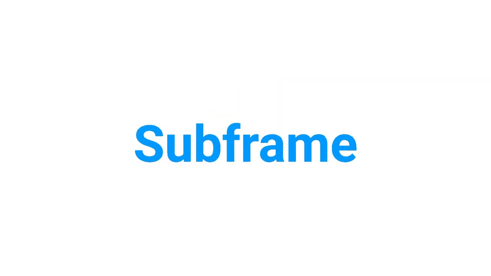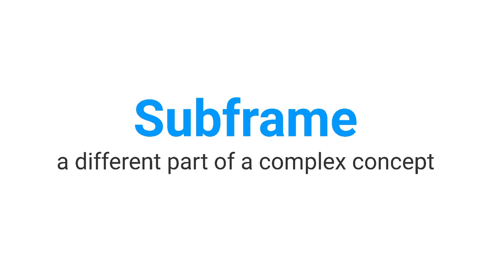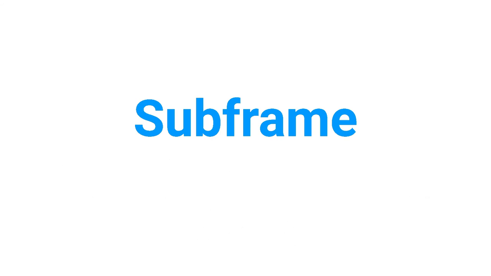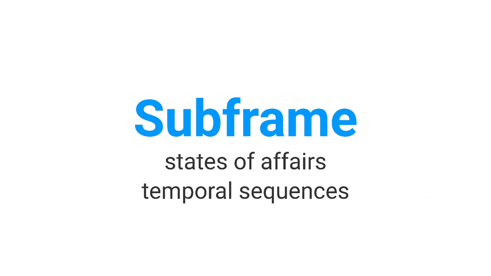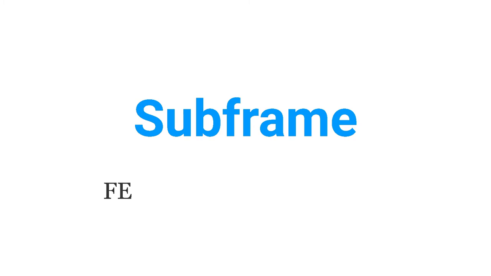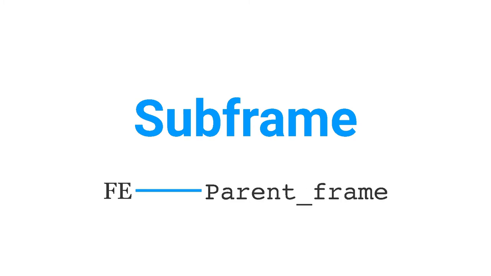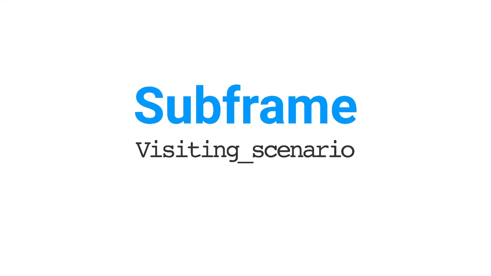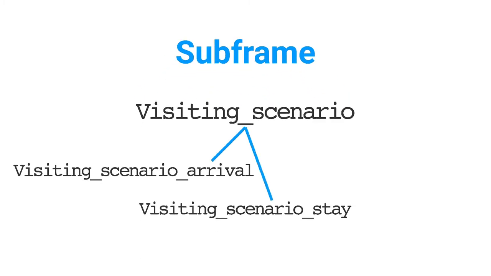A subframe characterizes a different part of a complex concept which has well-defined subparts. It can be described in terms of states of affairs or temporal sequences and has sufficient particularities to be described in a different frame. It is common for frame elements to refer to the parent frame, but this is not a requirement. Take a look at the visiting scenario frame. It has subframes which describe each part of the event, such as the arrival, the stay, and the departure.